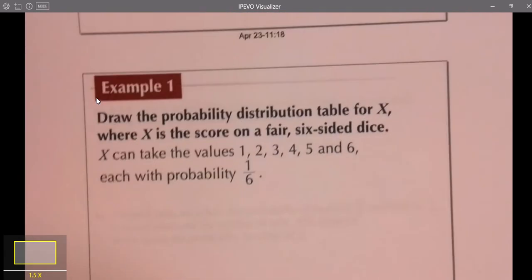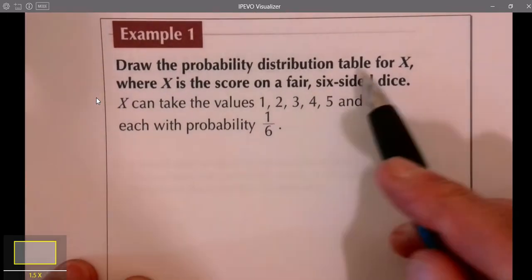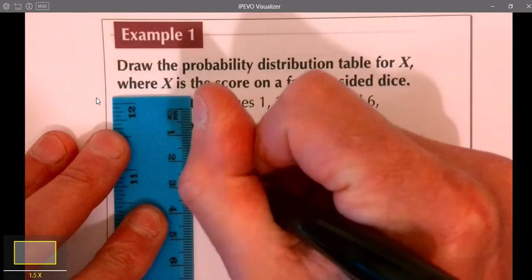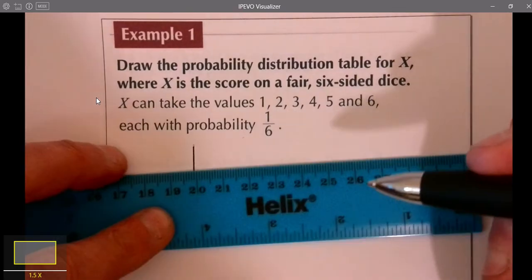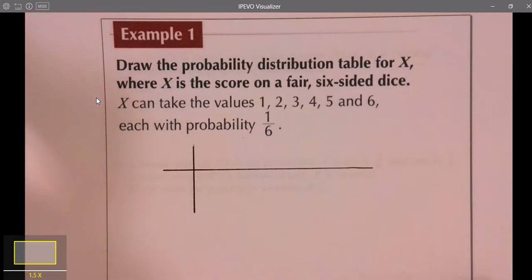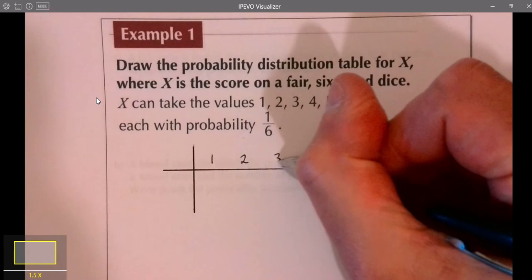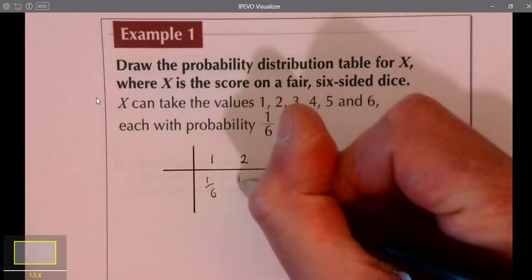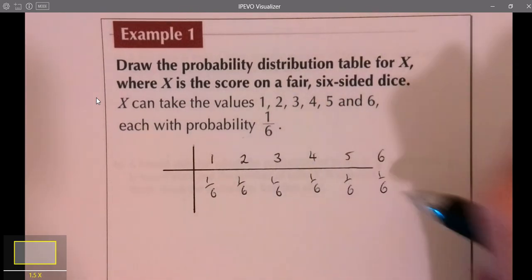Obviously, you've got this in your PDF. The first question for our first example says draw the probability distribution table for x. All this means is, I'm just going to draw a little table now. If I roll a dice, then the probability of each outcome is 1/6 if it's fair. So here are the different outcomes that we've got, and here are the probabilities associated with each one.